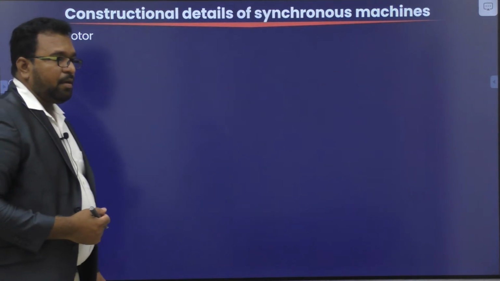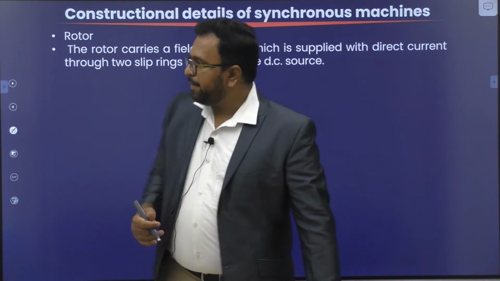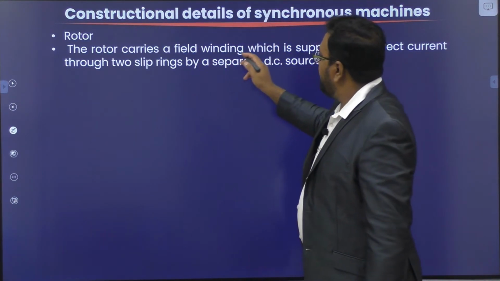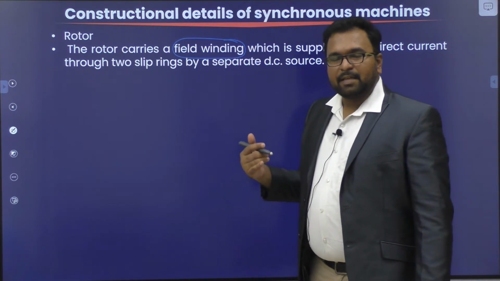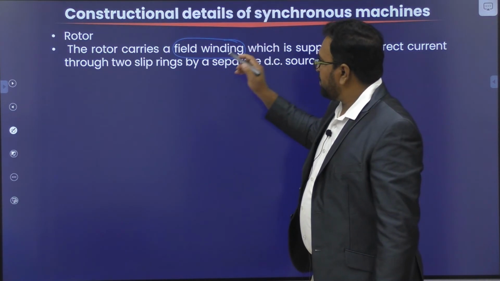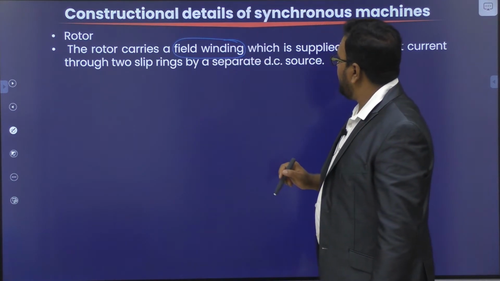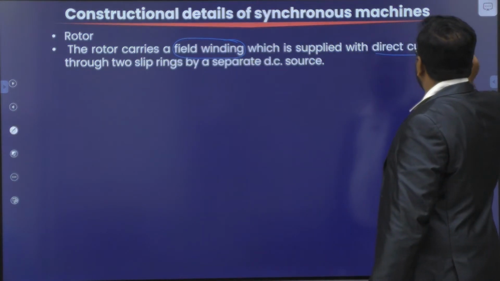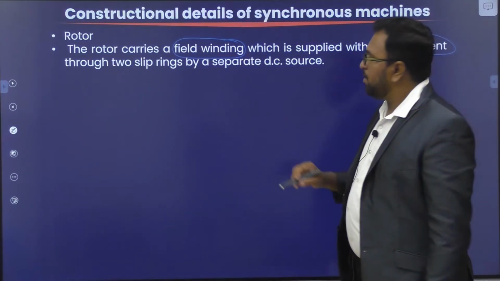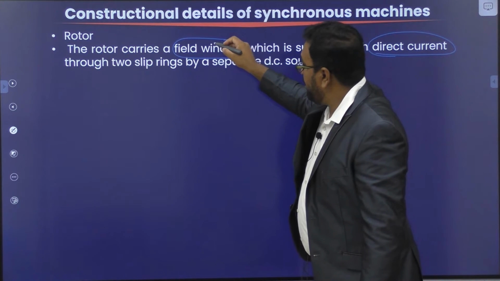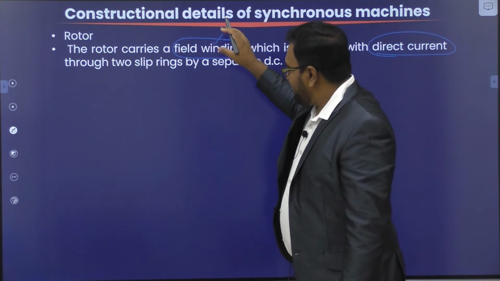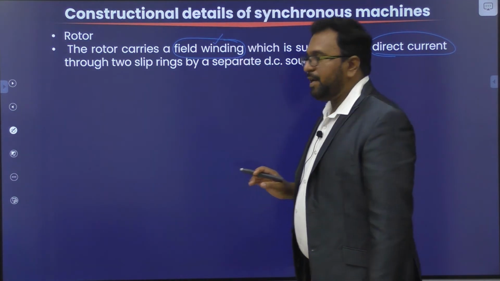Next, the rotor. There are two types of rotor construction here. The rotor carries the field winding. So unlike all other machines where the rotor carries the armature winding, in the case of a synchronous machine, the rotor carries a field winding which is supplied with a DC supply. So the winding that is present in the rotor is going to be called the field winding. And what is the type of supply we are going to provide to the field winding?